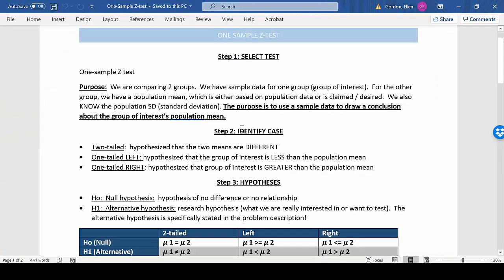There's a handout posted on ISMS that explains all the different steps of the hypothesis test. Again, the case depends on the research hypothesis. If it's hypothesized that the two groups or the two means are different, it's two-tailed. If it's hypothesized that the group of interest is less than the population mean, then it's a one-tailed left. If we're hypothesizing that the group of interest is greater than the population mean, then it's a one-tailed right.